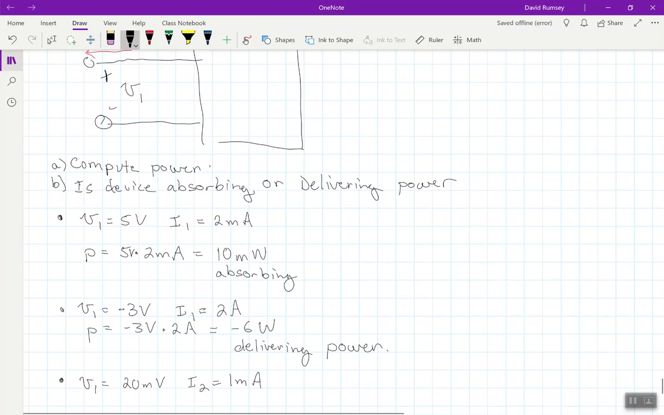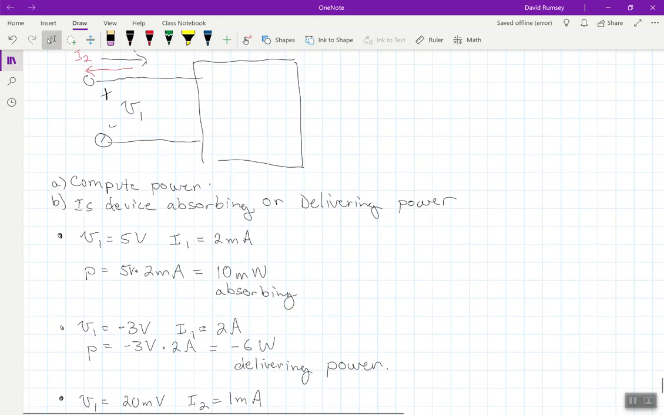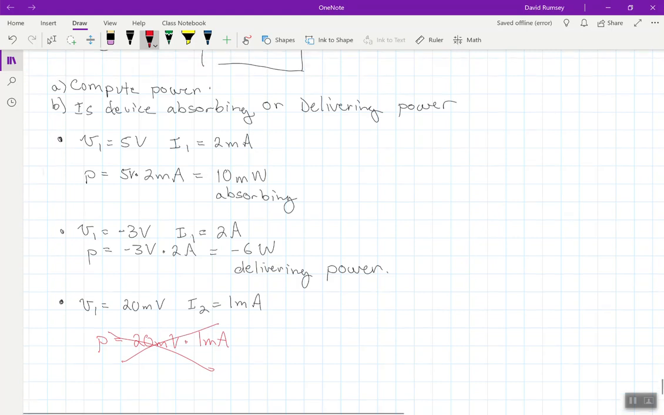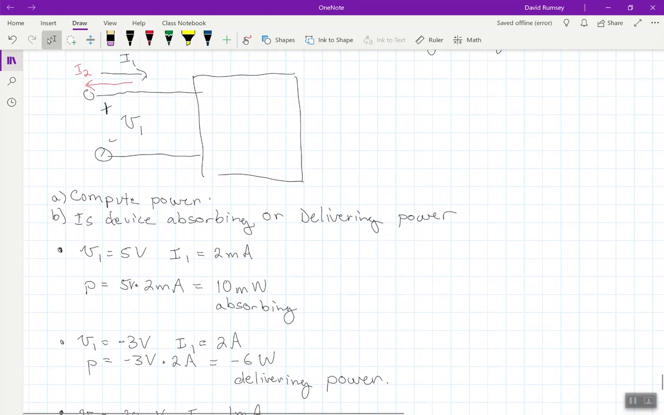Now, first off, we have to be careful with how we compute this power. I will write down something. You might not want to put this in your notes. I see a lot of people saying P is just equal to 20 millivolts times 1 milliamp. And this is wrong. And you might say, well, wait a minute, it's just voltage times current. But remember, our equation for power equals current times voltage.